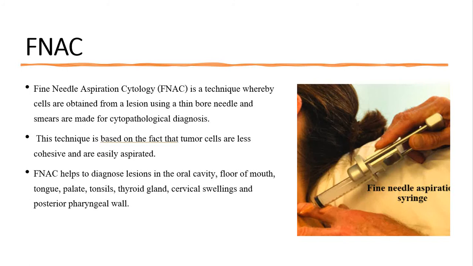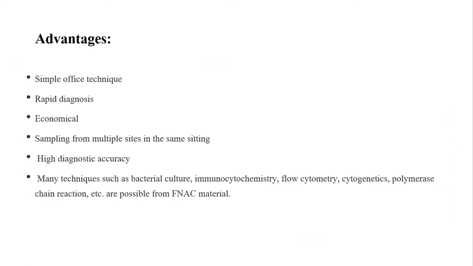FNAC helps to diagnose lesions in the oral cavity, floor of the mouth, tongue, palate, tonsils, thyroid gland, cervical swellings, and posterior pharyngeal wall swellings. Advantages of FNAC: it is a simple office technique. Rapid diagnosis is possible. Economical. Sampling from multiple sites in the same sitting is possible. It has high diagnostic accuracy. Many techniques such as bacterial culture, immunocytochemistry, flow cytometry, cytogenetics, polymerase chain reaction are possible from FNAC material.